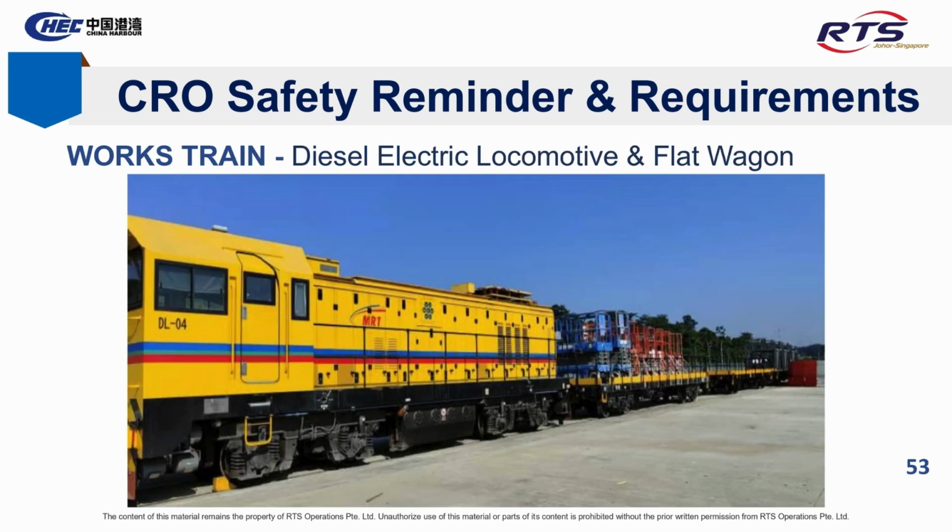Slide 53, Works Train, Diesel, Electric Locomotive, and Flat Wagon. This is the Works Train, powered by a diesel-electric locomotive and used for transporting materials within the CRO area. Only trained and CRO-authorized personnel are allowed to operate or ride it. All movements must be approved by the CRO. Never board or exit while the train is moving.